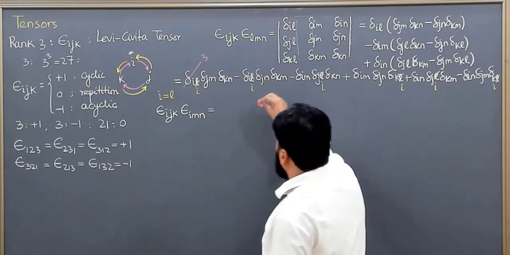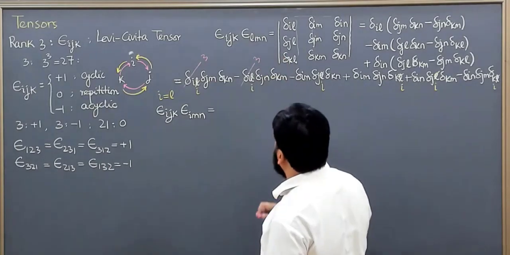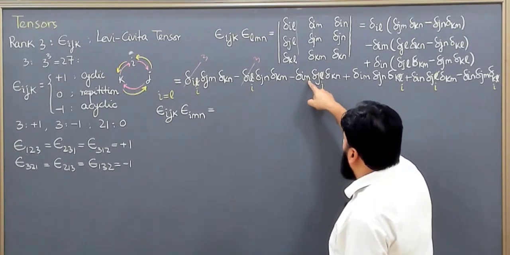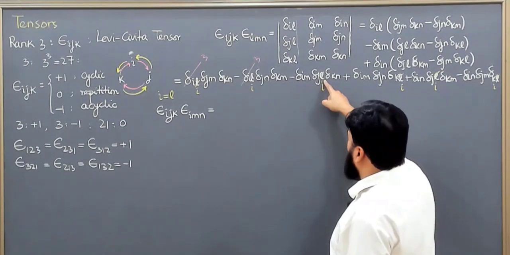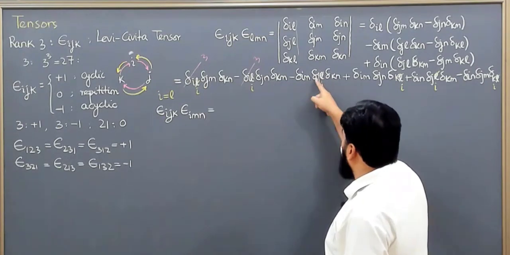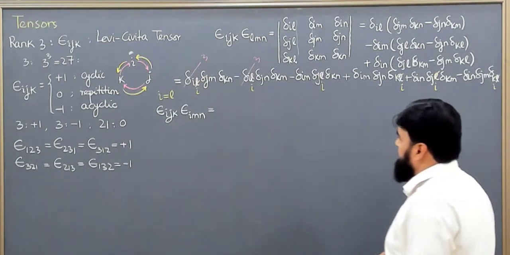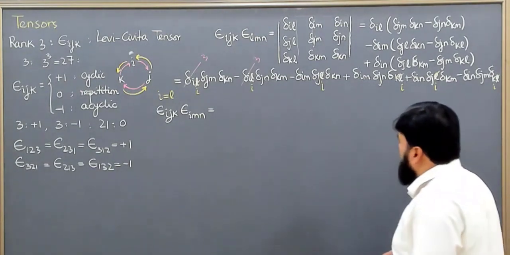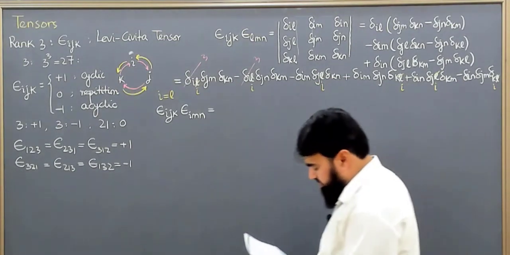Similarly here we will have delta II, and this term will also give us 3 here. And when we come here, this is delta IM and this is delta JI. So I can write this one as delta JI earlier and then delta IM later. They are numbers, so we can exchange them.